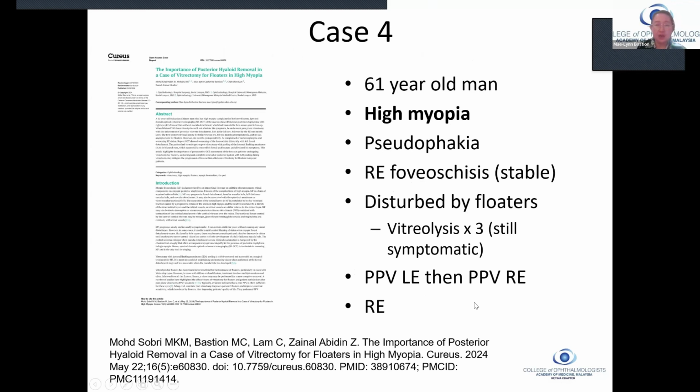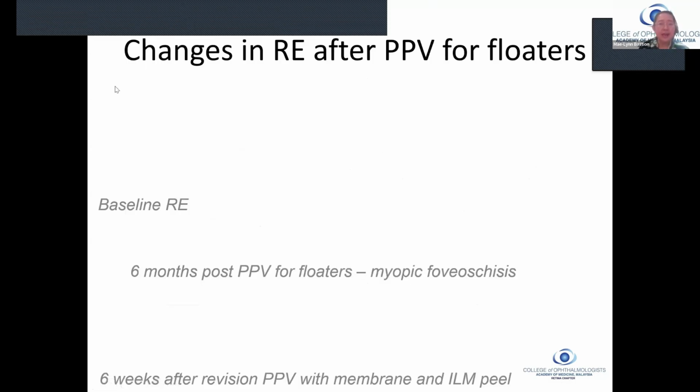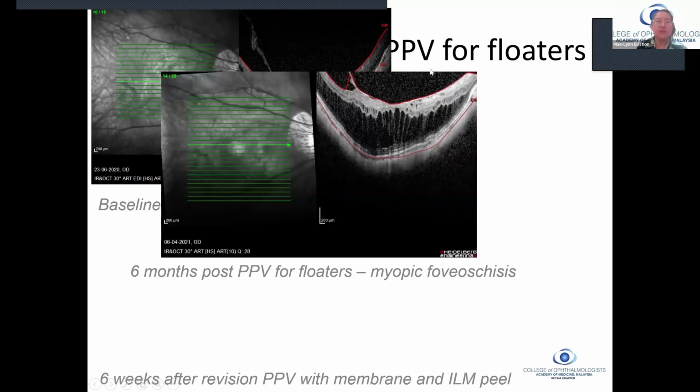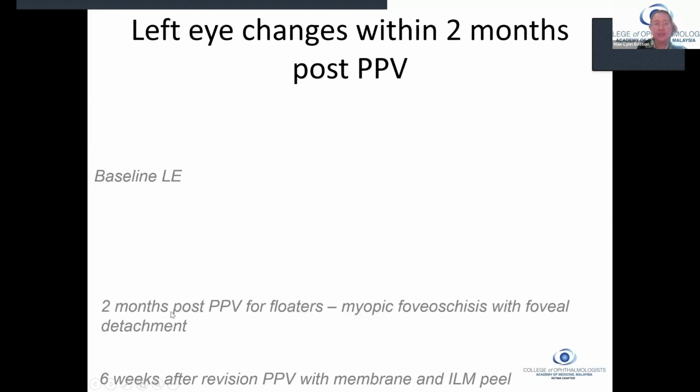And we published our findings because something very interesting occurred after the surgery. The right eye actually gave him problem first. The right eye at baseline looks like there's some membrane there. After the PPV for the floaters, you can see that there is a progression of the myopic foveal schisis. You can see here the schitic appearance to the retina and the fovea. Now we had to revise this PPV and this time peel both the membrane and the ILM.